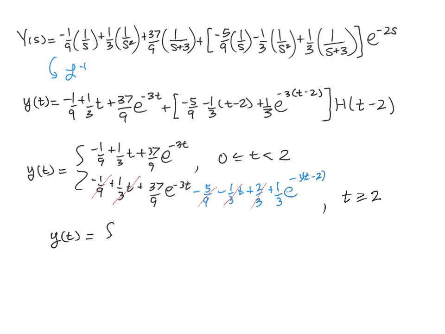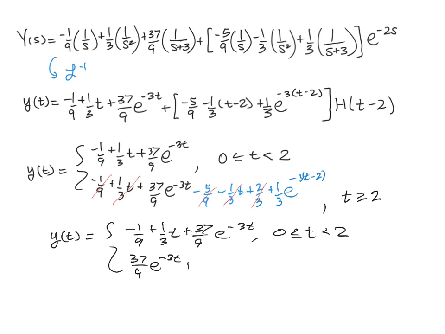The first 3 terms, as usual, are -1/9 plus 1/3 t plus 37/9 e to the -3t when t is between 0 and 2. But then it's going to only have the exponential terms when t is greater than or equal to 2. Okay, so that's our solution, and in the next part of the presentation, you'll see us actually graph it.